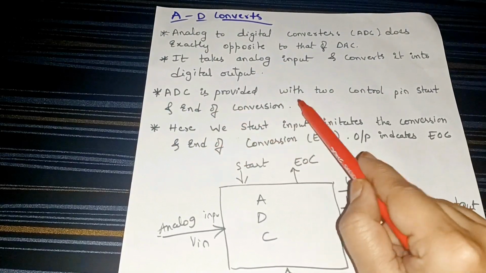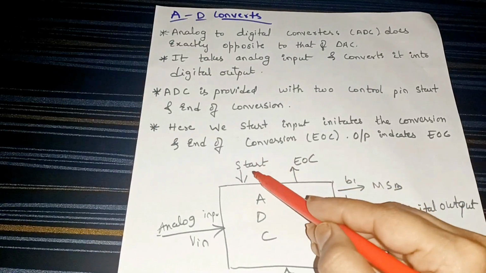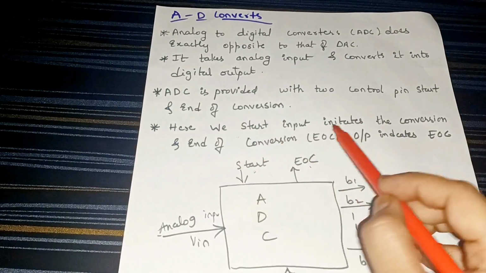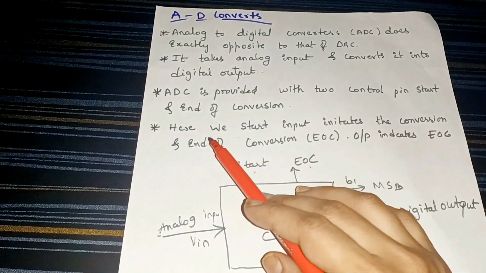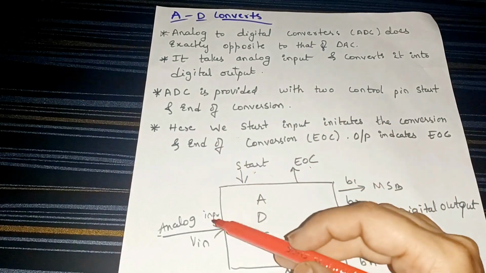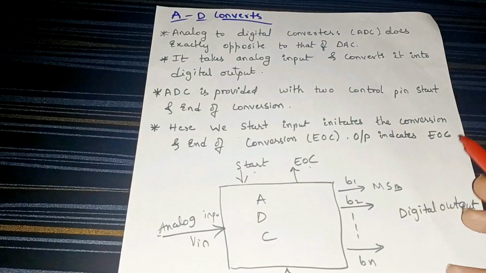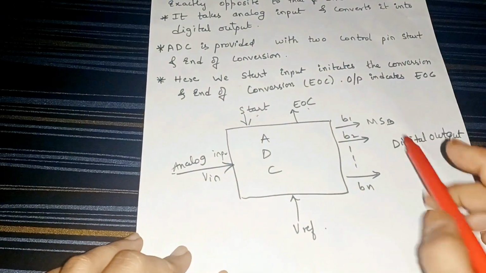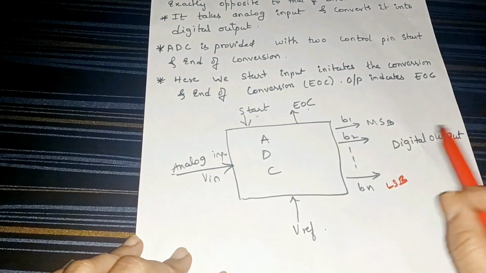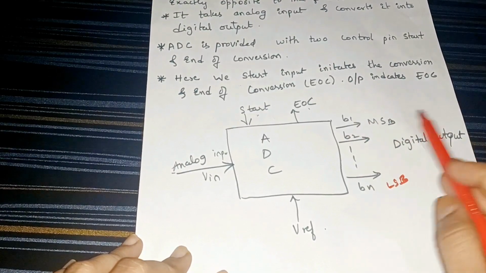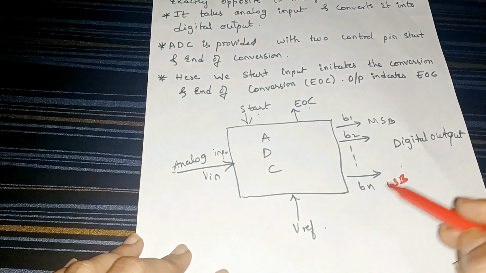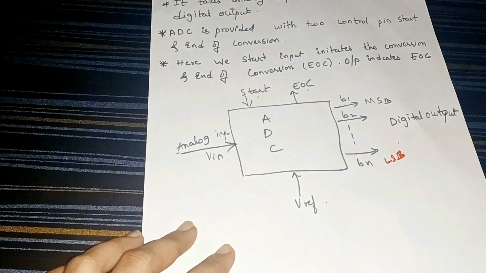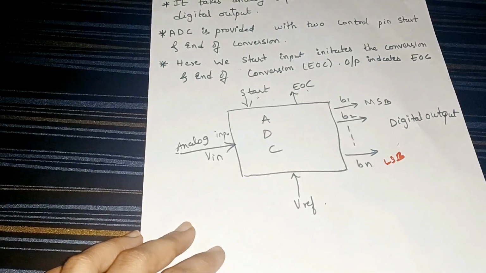ADC is provided with two control pins, the start pin and the end of conversion pin. We start by initiating the conversion by giving the analog input, and end the conversion by indicating the output we get in binary digits. Here also we have the MSB and LSB bits. The MSB is the first, most significant binary bit, and the LSB is the last, least significant binary bit. The voltage reference is given for our input.